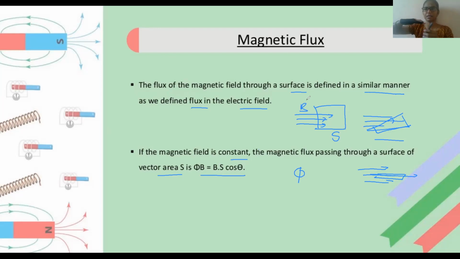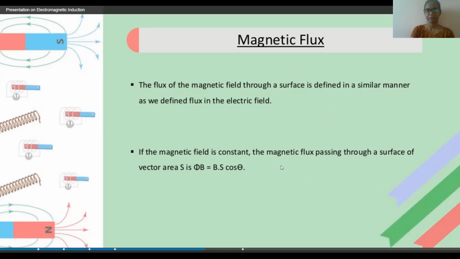If you place it horizontally, right children, where is the number of lines? The lines are passing above and below, they are not crossing the unit area. That means flux will be zero when you place it parallel. As the angle increases, the number of lines going inside will be maximum. So like that we represent the electric flux and magnetic flux also. Magnetic flux, phi B, is equal to B, magnetic field, into surface area, into cos theta. This is the formula of magnetic flux. I hope this is clear, children.